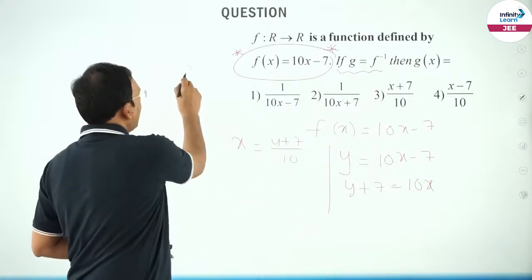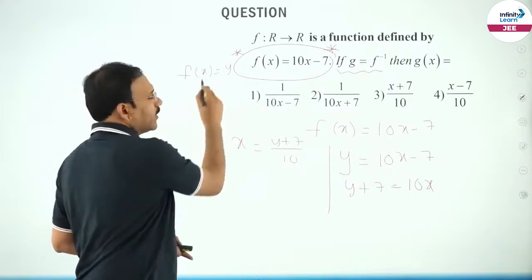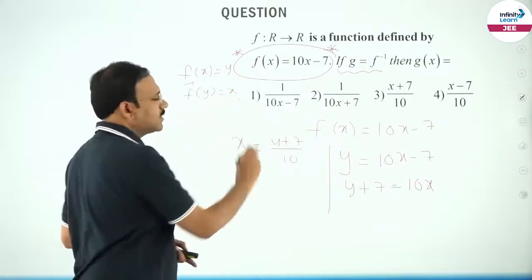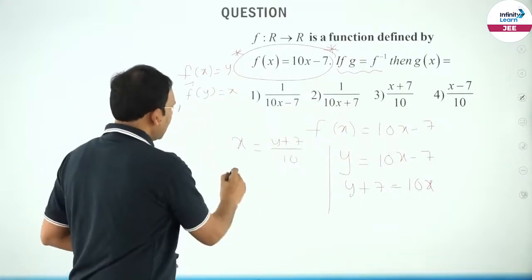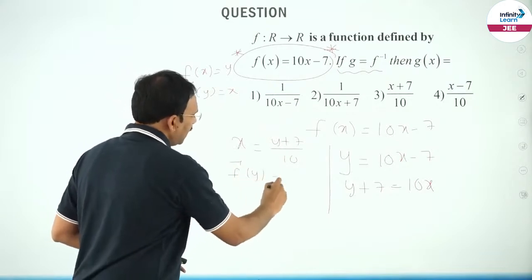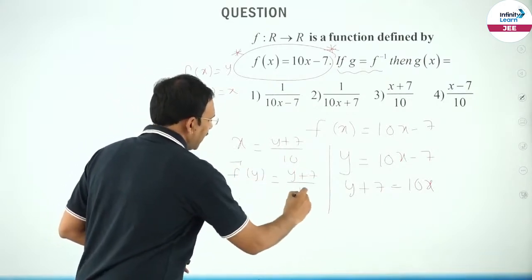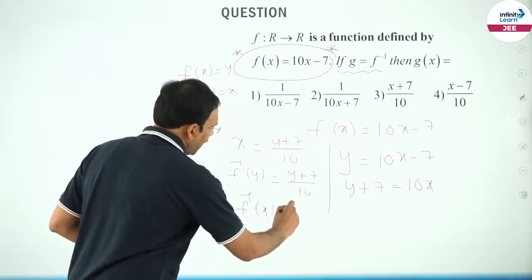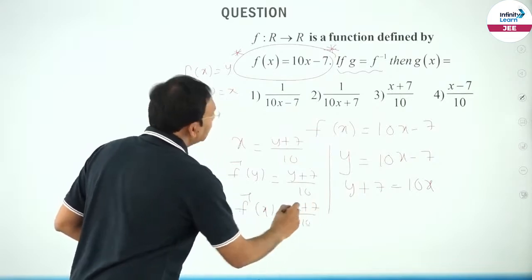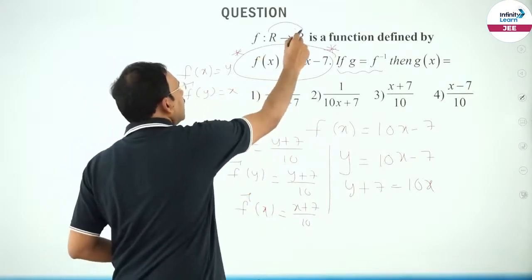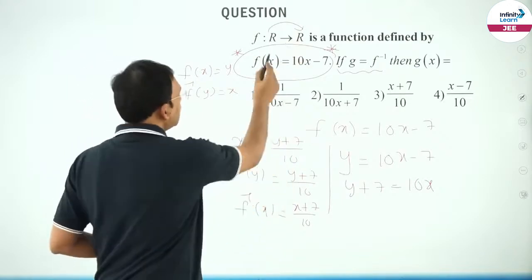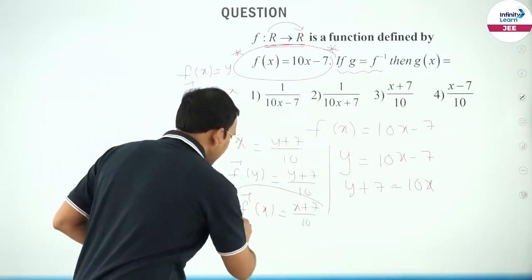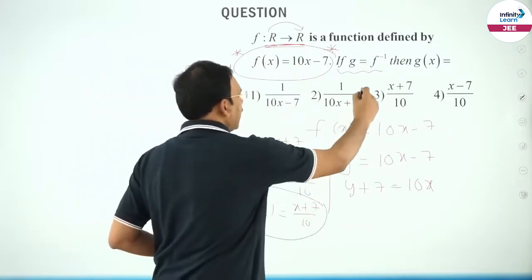Generally, friends, if f is a bijective function such that f of x is y, then undoubtedly f inverse of y is going to be x itself. So, x can be written as f inverse of y is equal to y plus 7 by 10, and hence, my dear friends, f inverse of x can be written as x plus 7 by 10. Generally, if f is from A to B, f inverse will be from B to A. Since f is from R to R, f inverse will also be from R to R. This is the definition, my dear friends: x plus 7 by 10.